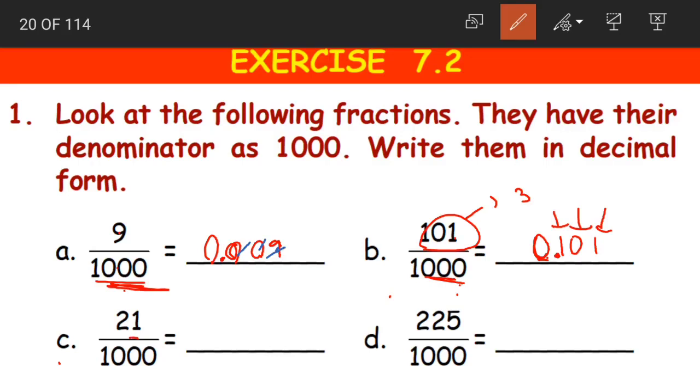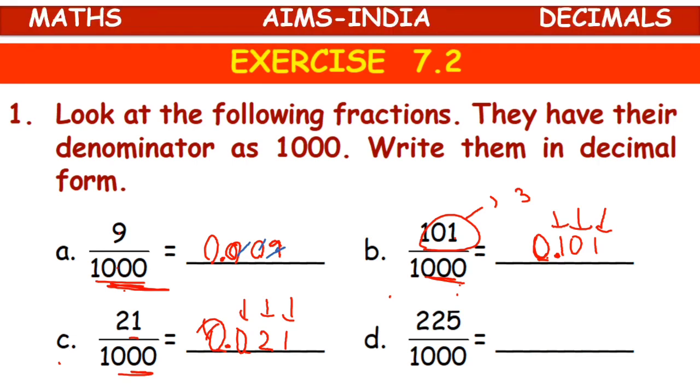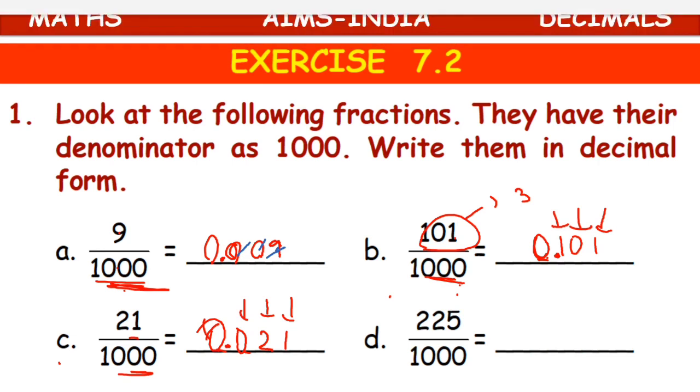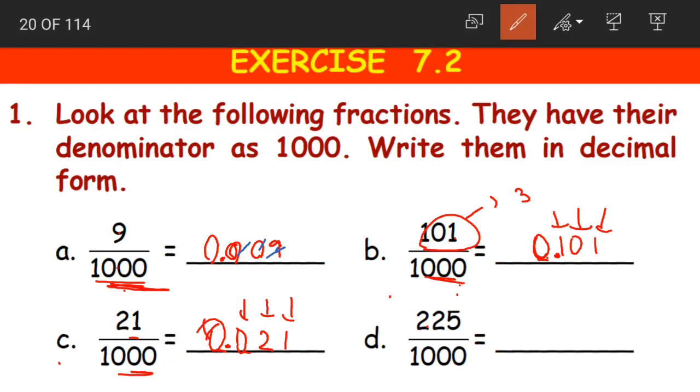Now here the numerator is having 2 digits. So for the remaining 2 digits, we will place zeros. 0021 is our number now. And coming to the decimal point, here we are having 3 zeros. So after 3 digits from the right, I will place my decimal point. 0.021 is our answer. And for the last one, 225 by 1000, what will it be, children?